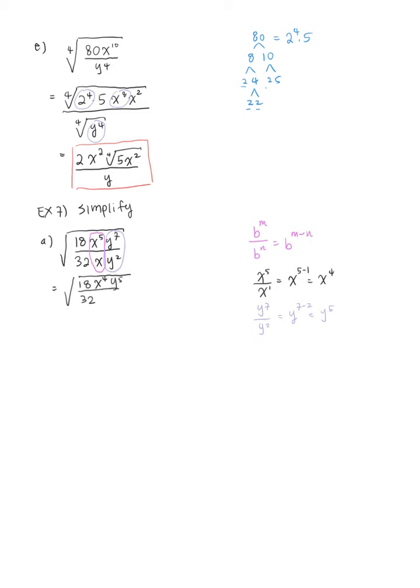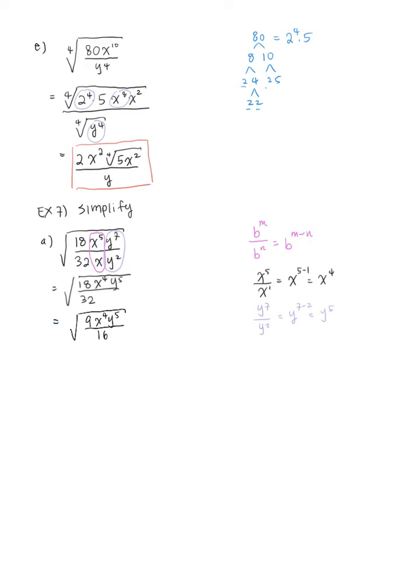Now let's look at 18 over 32. You don't have to simplify 18 over 32 if you don't want to. I mean, you can still do this, but I see that 2 is going to go in. And what we're going to get is the square root of 9 x to the 4th, y to the 5th, now whole thing over, 32 divided by 2 is 16. All right, here we go.